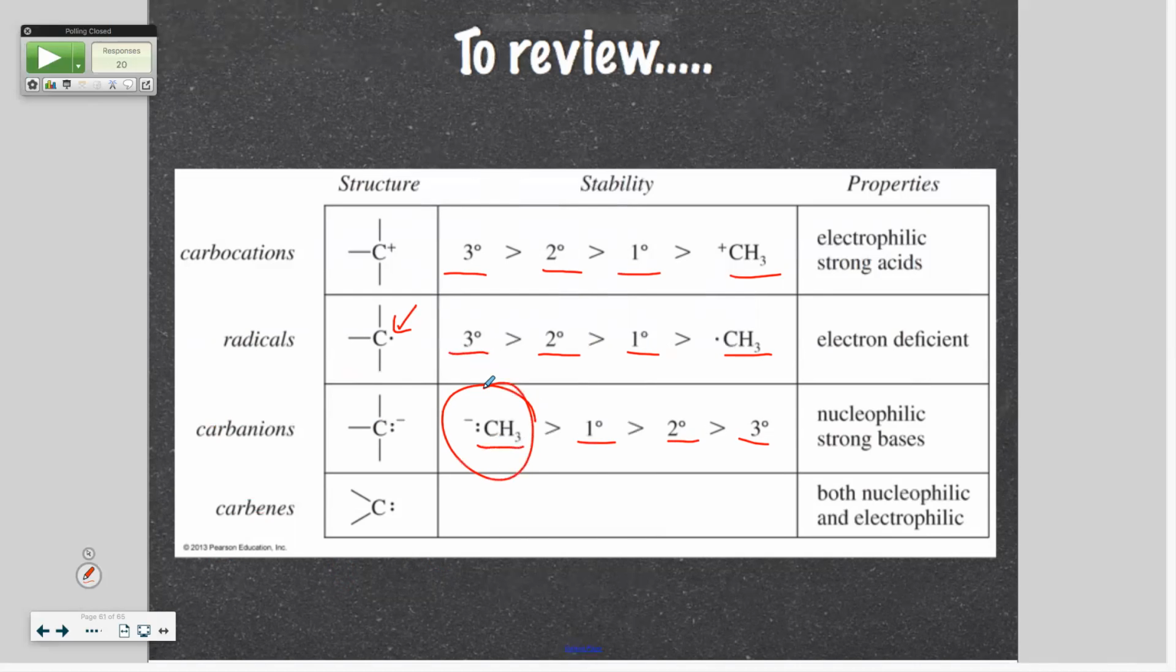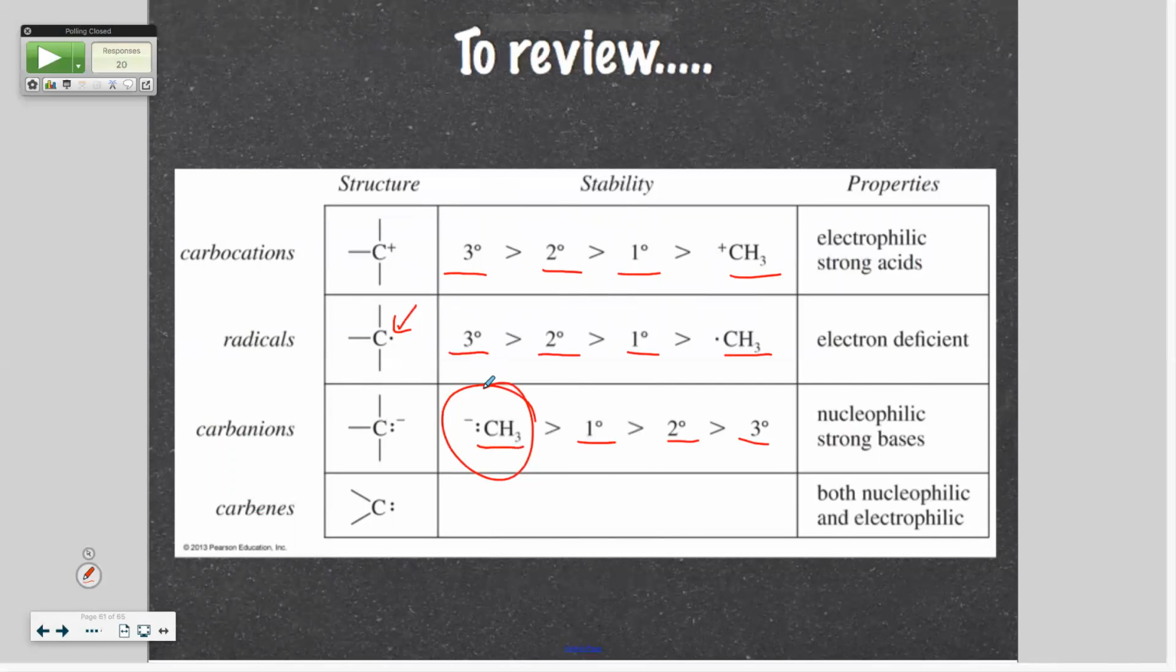Carbenes, there is no such thing as primary, secondary, tertiary. You're just a carbene or you're not one. I know, poor little guy. And it actually is going to function as both a nucleophile and an electrophile at the same time, which is kind of weird. But we'll talk about that when we get there.